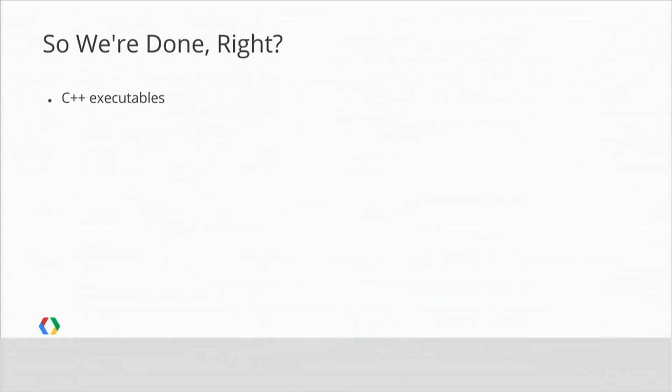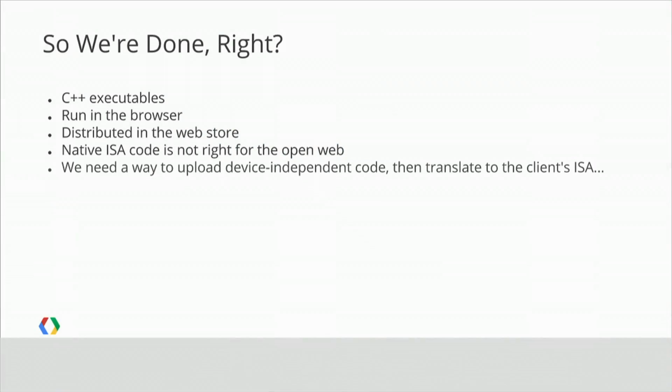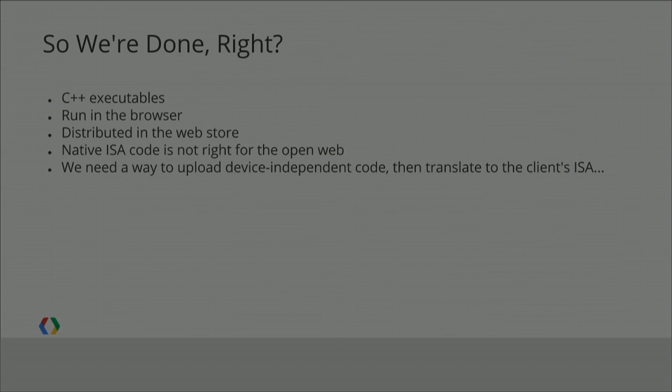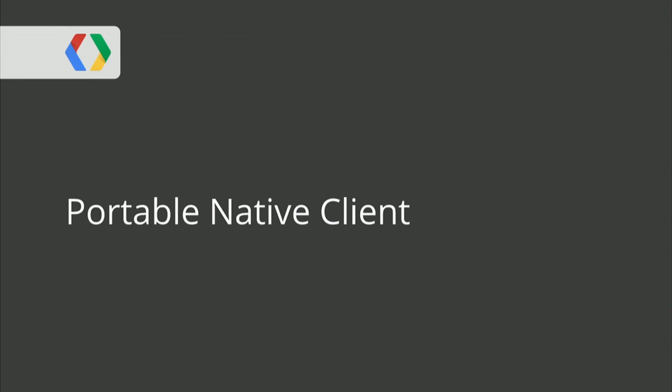So we're done, right? We brought C++, native applications, we run them in Chrome, and they're deployed in the web. What else could there be? Well, we said we really didn't want native ISAs in the web. So what we'd really like to have is something that wasn't a native ISA, that you could package up on your website, download, and have it become something in the native ISA so that it can run on your platform. So that's what brings us to Portable Native Client.